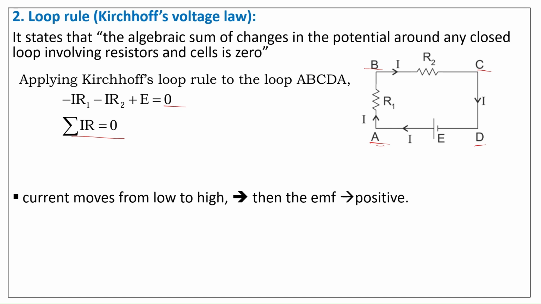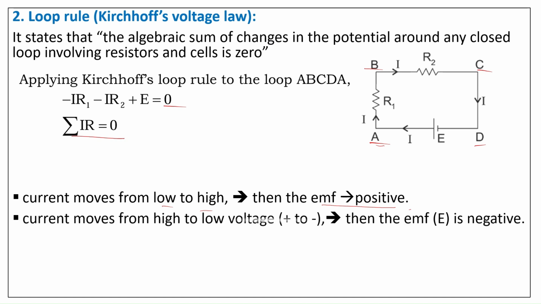Here, if the current moves from low to high potential, then the EMF source E is signed positive because of the energy charging at the EMF source. Likewise, if the current moves from high to low voltage, plus to minus, then the source of EMF E is signed negative because of the emptying of energy at the EMF source.